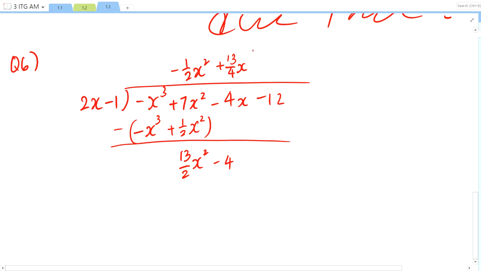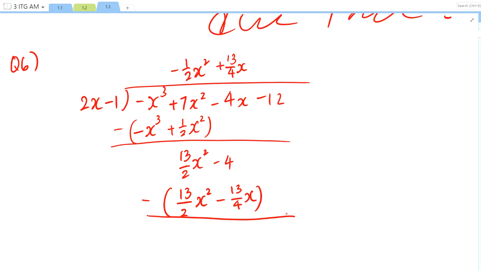Right, so let's multiply them together. We get 13 over 2 x squared minus 13 over 4 x. Subtract it away. Naturally, we are not going to get any more x squared terms. Negative 4 plus 13 over 4 x. I believe you can continue by yourself already. Okay, so this is a variation of the question where you are expected to be able to identify these fractions over here. So I shall not finish it for you.